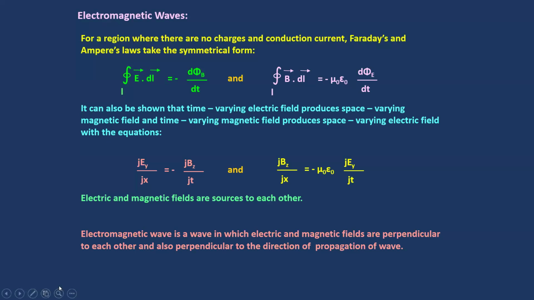It's known that for a region where there are no charges and conduction current, Faraday's law and Ampere's law take a symmetrical form: the line integral of E dot dl is equal to minus d phi_B over dt, and the line integral of B dot dl is equal to mu naught times epsilon naught d phi_E over dt. So here it can be written in a derivation form as well. Simply we can say an electromagnetic wave is a wave in which the electric and magnetic fields are perpendicular to each other and also perpendicular to the direction of propagation of the wave.